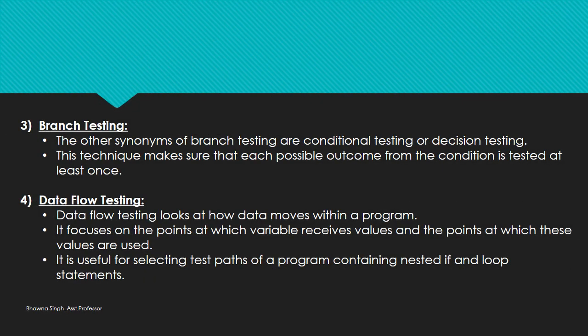After loop testing and basis path testing, we have the third method, that is known as branch testing. The other synonyms for branch testing are conditional testing or decision testing, and this technique makes sure that each possible outcome from the condition is tested at least once. That means in this branch testing, we have various test cases that are designed to execute all the control flow branches or decision points in a single module or a single unit, you can say, and all the branches present within it are tested at least once.